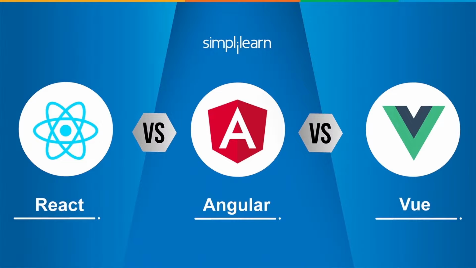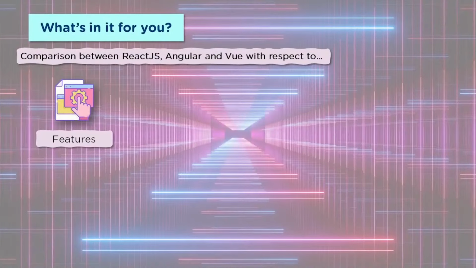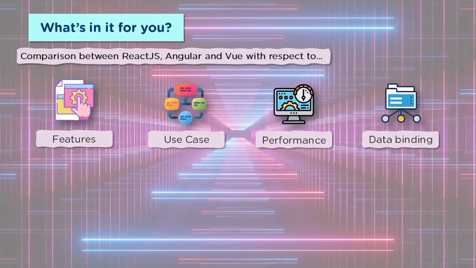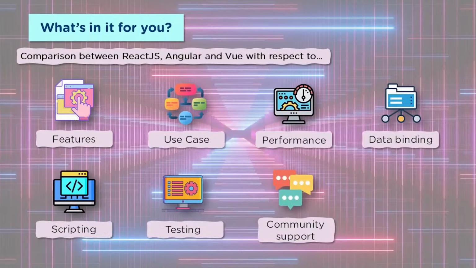And all of these technologies that you see on your screen right now are based purely on JavaScript. As a result, they're lightweight and aren't dependent on any third-party runtime tools. So let's compare the three technologies and learn about the factors that make them stand out. So let's see what's in it for you. We learn about their features, use cases, and where they're applied, their performance, how they handle data, the languages they use, and their testing mechanisms. We learn about the dedicated user community that backs these technologies, and finally, we'll see the growth curve.